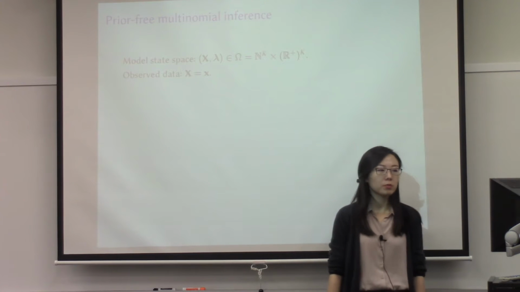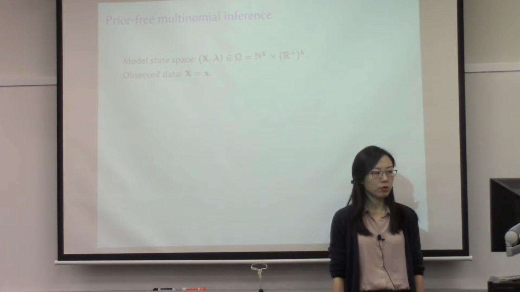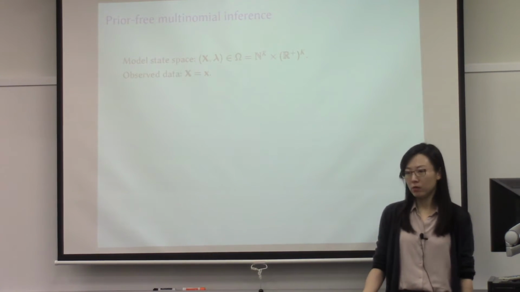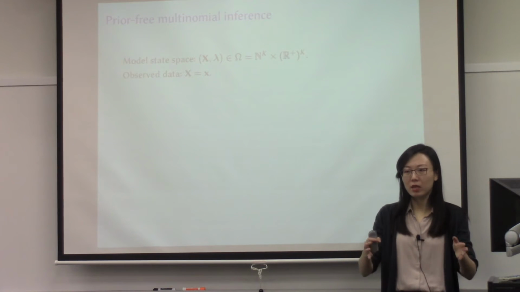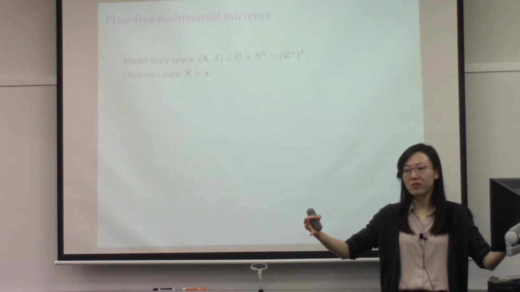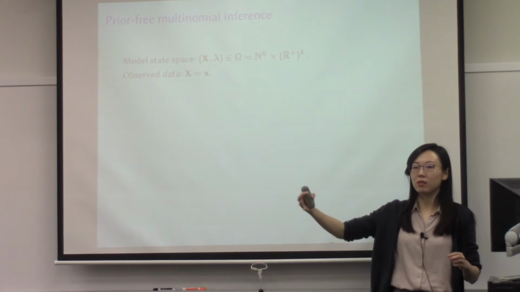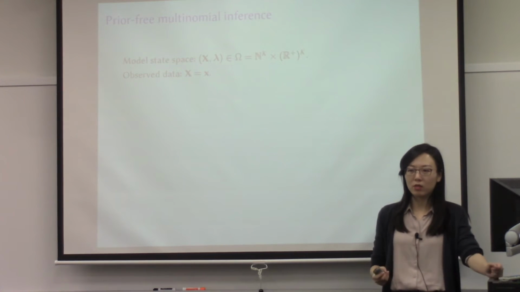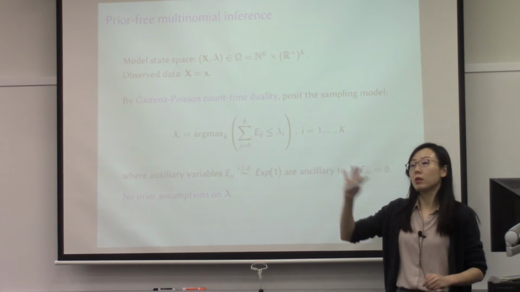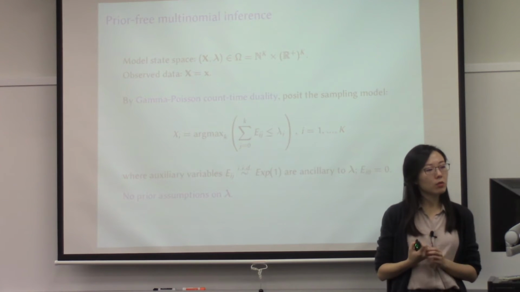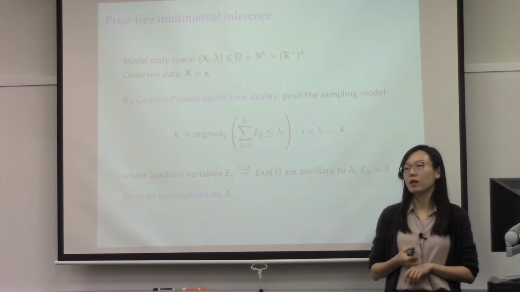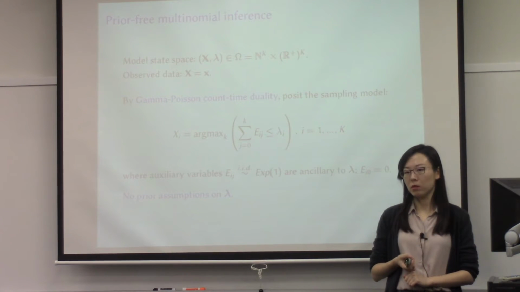So this is what we would propose for the model. The model state space has two things in it. One is the X vector, the observed data in K categories, the counts. And there are also the lambdas, which we imagine to be the intensity vectors for the X's. We will observe the X's. Now, we will invoke what's called the gamma-Poisson count-time duality to posit a sampling model for the X.